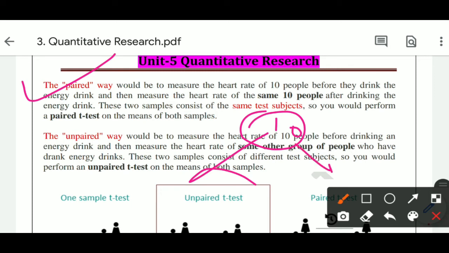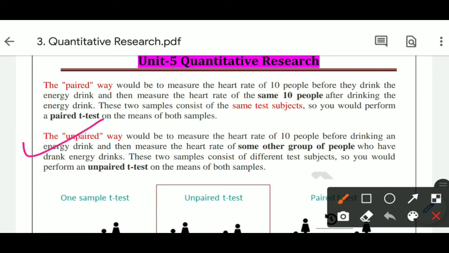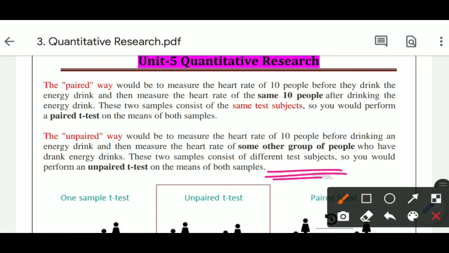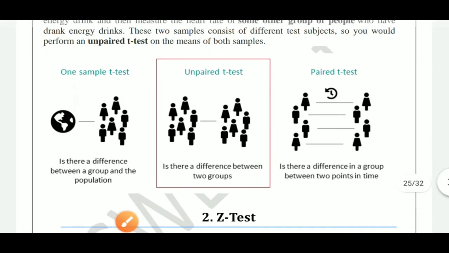And in the unpaired way, you measure the heart rate of 10 people before drinking an energy drink, and then measure the heart rate of another group of people who have had the energy drink. The two samples consist of different test subjects, because you are taking the 10 people from different groups, so you perform the unpaired test. I hope you got it. Here's the picture, you can easily understand.